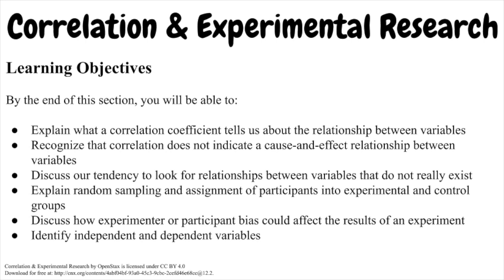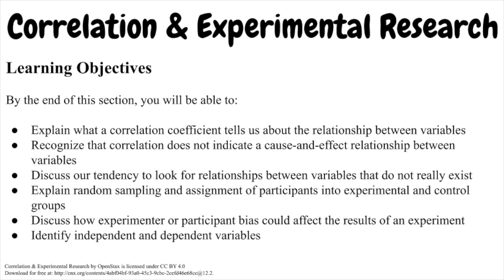Learning objectives. By the end of this video, you will be able to explain what a correlation coefficient tells us about the relationship between two variables. Recognize that correlation does not indicate a cause and effect relationship between variables. Discuss our tendency to look for relationships between variables that do not really exist.